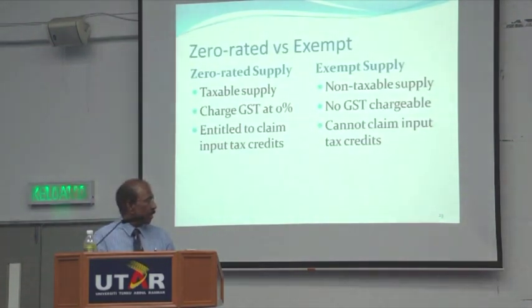Okay, so you can see quickly the comparison, zero rated versus exempt. Zero rated is considered as a taxable supply, whereas exempt is considered as a non-taxable supply. Charge GST at 0%, no GST is chargeable. Entitled to claim input tax credit, cannot claim input tax.